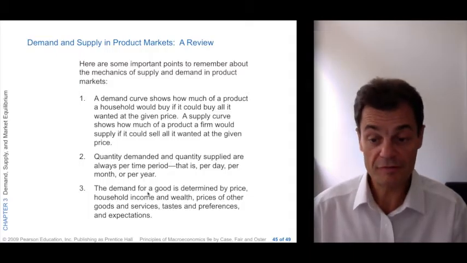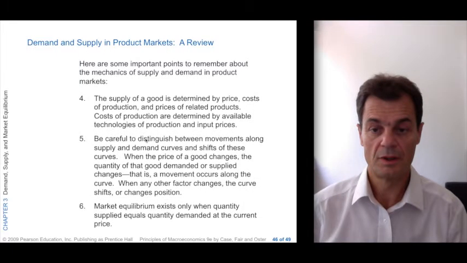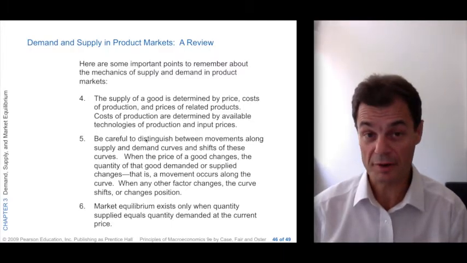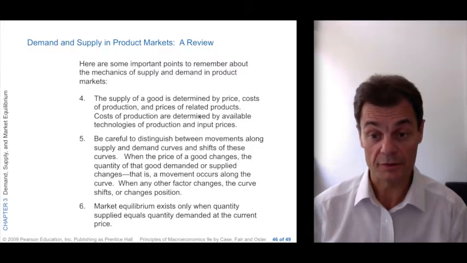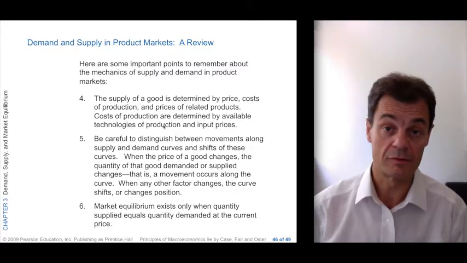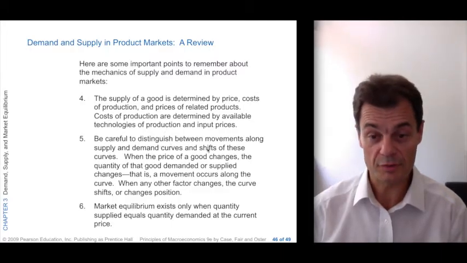The demand for a good is determined by price, household income and wealth, prices of other products and services, tastes and preferences, and expectations. The supply of a good is determined by price, costs of production, and prices of related products. The costs of production are determined by available technologies of production and input prices of the labor factor, land factor, and capital factor.